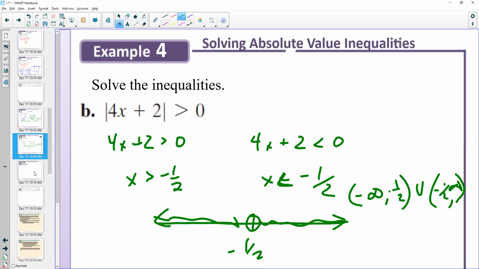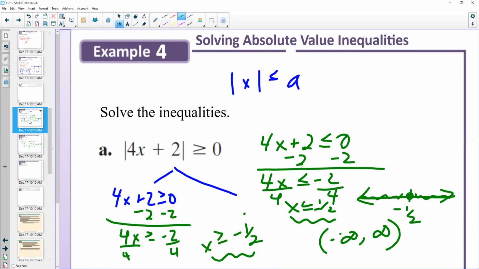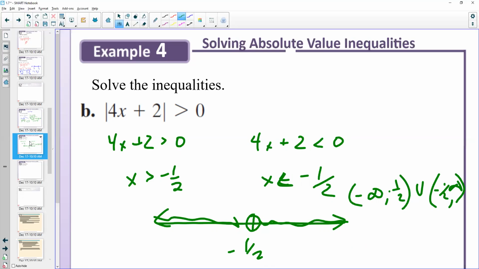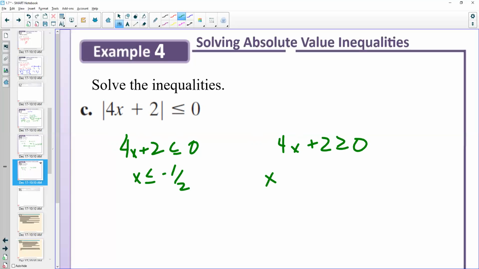Okay. The last case that we can do with this is if 4x plus 2 is less than or equal to 0. So we did greater than or equal to, we did just greater than, or we have less than or equal to. So we've got to think about what that means. 4x plus 2 less than or equal to 0. 4x plus 2 greater than or equal to 0. So I get the same answer. I'm going to have x less than or equal to negative half, x greater than or equal to negative half.